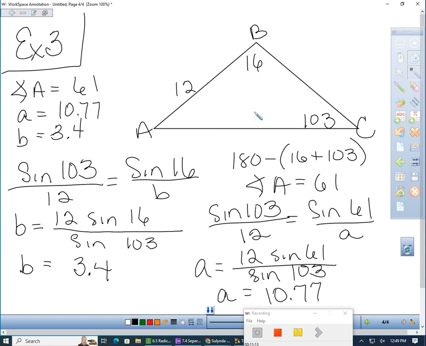But they give us a triangle? Well, they give you the triangle on the first 4, and then the next 4, they just give you the values for each angle.